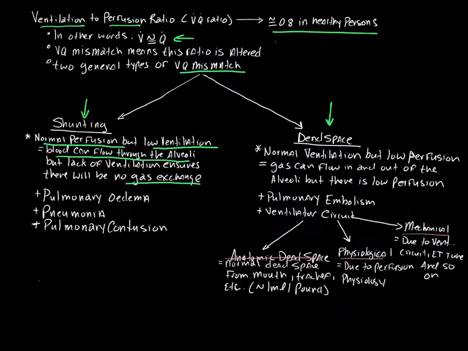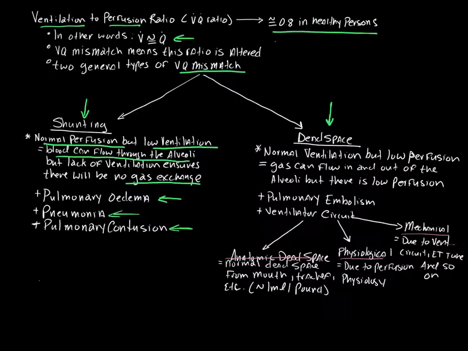What are some things that can cause shunting? Pulmonary edema might be one, if your alveoli are full of fluid, like ARDS we talked about earlier. If you have a pneumonia and you have lots of consolidated matter in the alveoli, or if you have a pulmonary contusion. What's pulmonary contusion? So bruising. Generally, it's traumatic. And so that would be blood and swelling within the alveoli. So you can still have perfusion, but the low ventilation will prevent oxygenation of that blood.